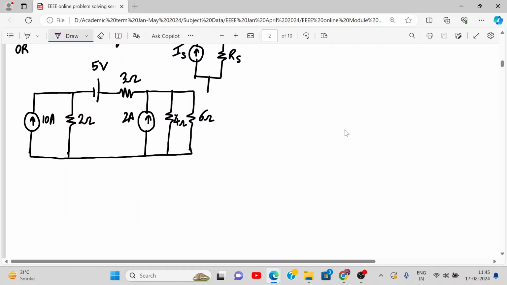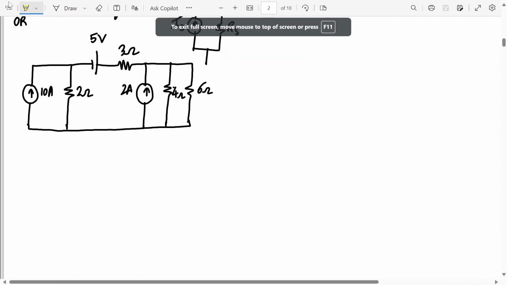Okay, fine. So now, what do you see? We can convert. We know what is source transformation, right? So what we can do is, let me suggest one thing. Let me just make it full screen and then we'll start.